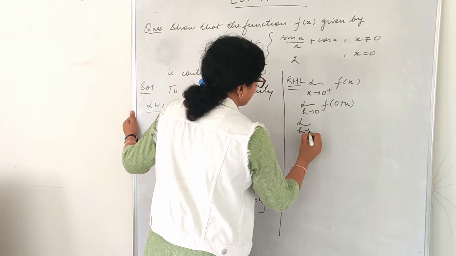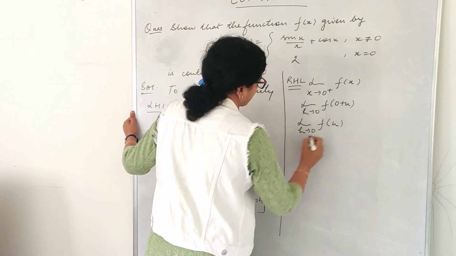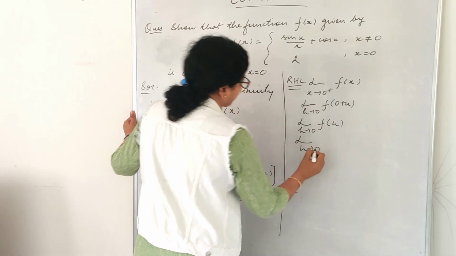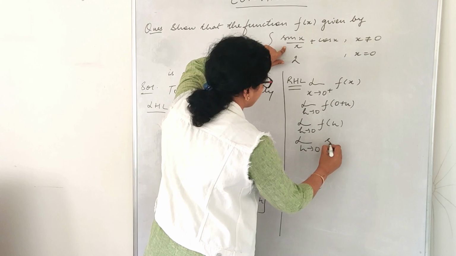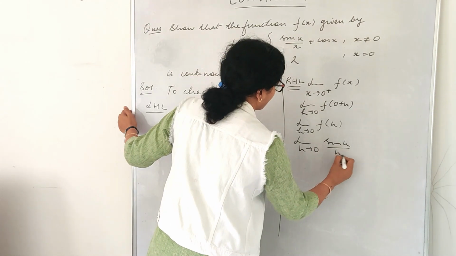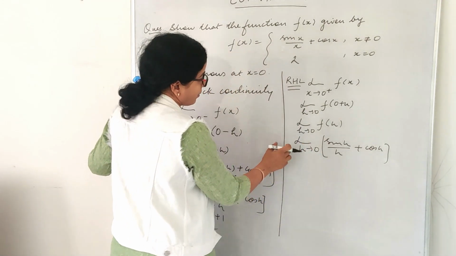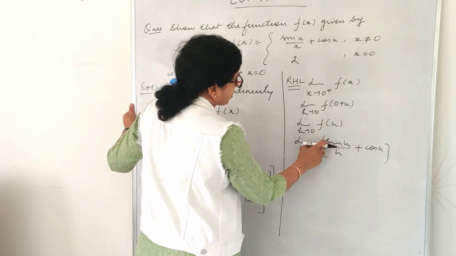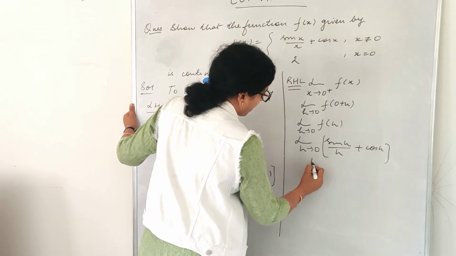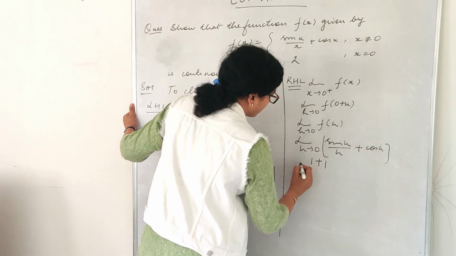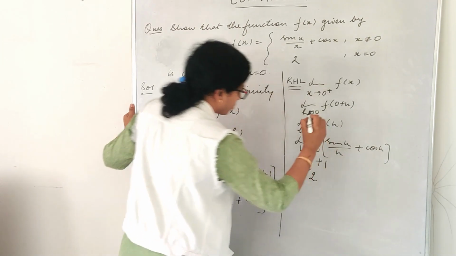Limit h tends to 0, f(h). Limit h tends to 0, substitute the value here: sin h by h plus cos h, right? Now we have a standard limit. Limit h tends to 0, sin h by h is 1, cos 0 is 1, so again it is 2.